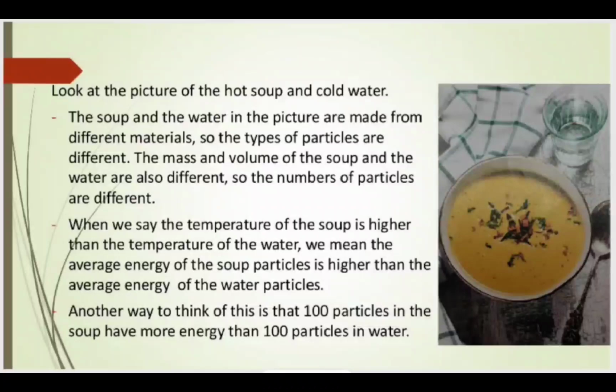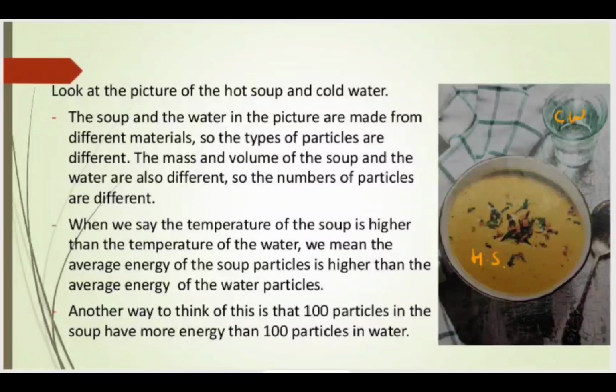Now look at the picture of the hot soup and cold water. This is the hot soup, and this is the cold water. Now, the soup and the water in the picture are made from different materials.